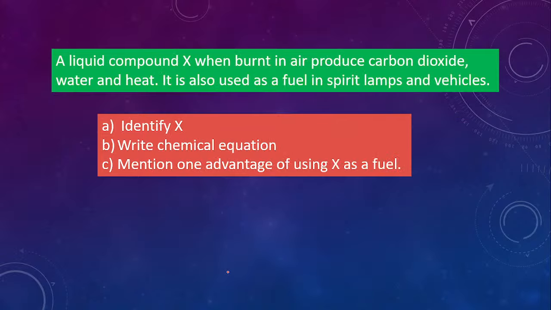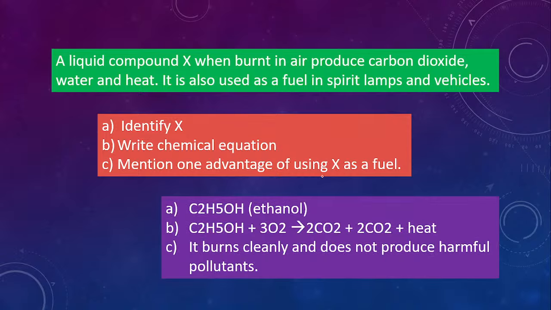Next one. A liquid compound X, when burnt in air, produces carbon dioxide, water, and heat. It is also used as a fuel in spirit lamps and vehicles. Okay, so the hint is already given. It is used in vehicles as a fuel and also in spirit lamps. So identify X, write a chemical equation, mention one advantage of using X as a fuel. Okay, so what will be the answer? So this is a very common question. So it is ethanol. Ethanol we use in vehicles, right, as a fuel. So this is the equation.